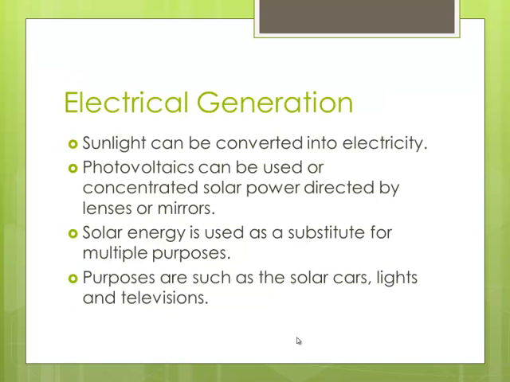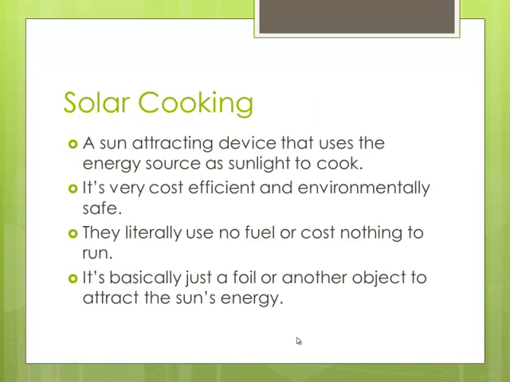Electrical generation. Sunlight can be converted directly into electricity. Photovoltaics can be used, or concentrated solar power directed by lenses or mirrors. Basically, that means taking a lens or mirror and concentrating the sunlight into one single point. Solar energy is used as a substitute for some multiple purposes. Purposes are such as solar cars, lights, and televisions.